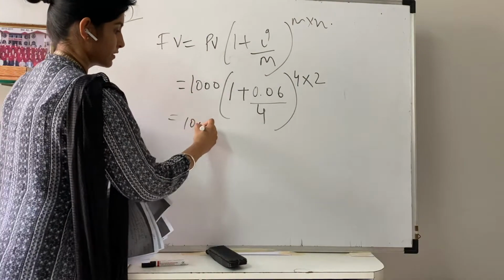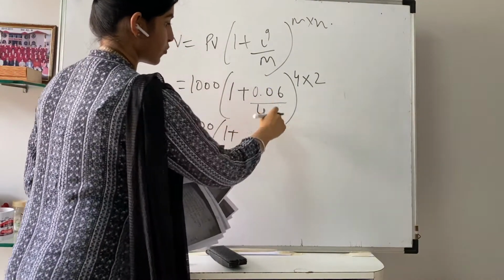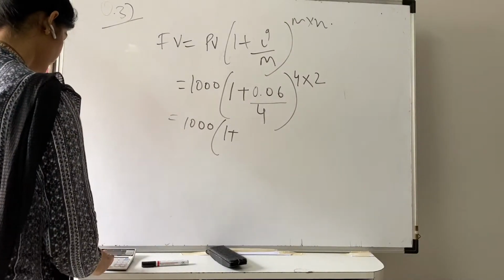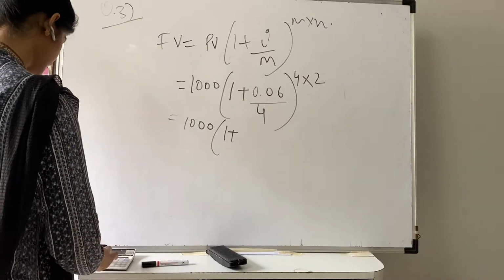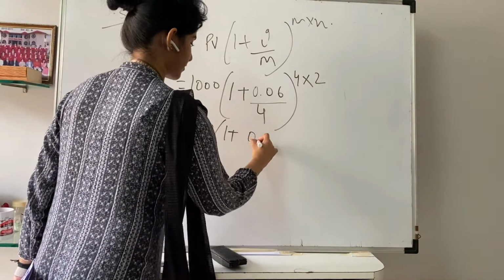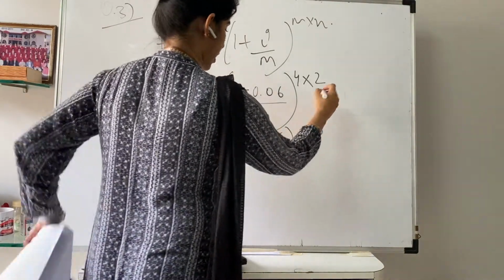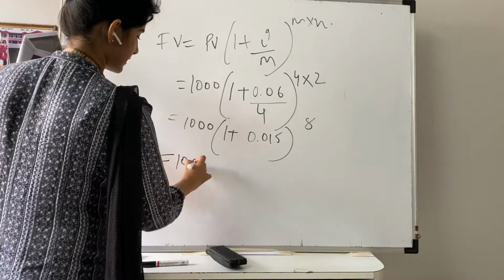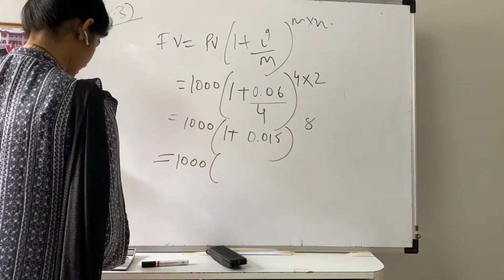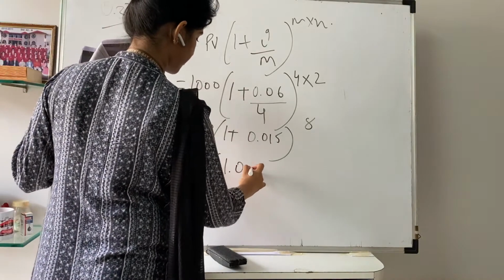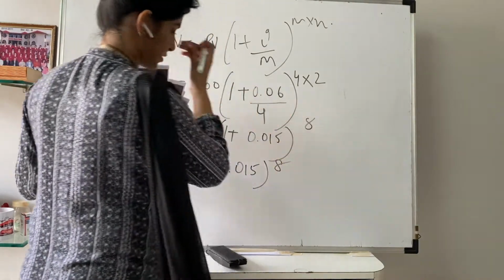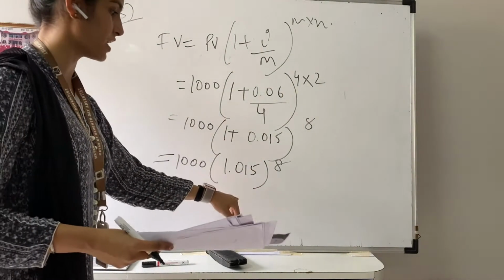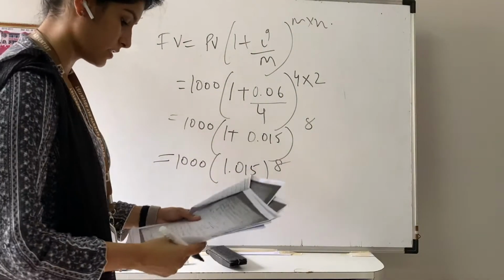This is 1000. 1 plus 0.06 divided by 4 will be 0.015, raised to 8. Clear? 1000 in bracket 1.015 raised to 8. 1000 in bracket 1.015 raised to 8. Take your calculator.